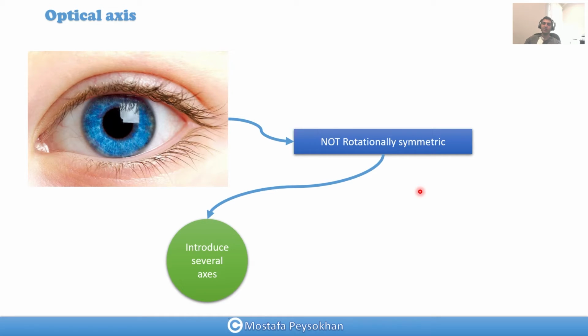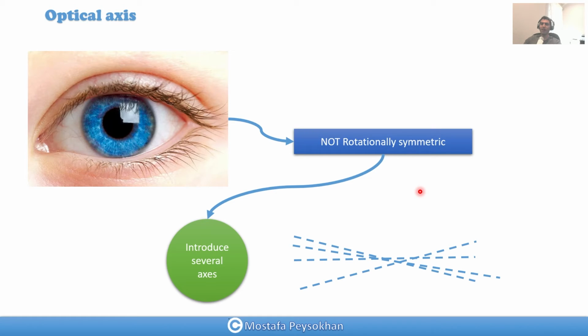Because it's not rotationally symmetric, we introduce several axes. It's not just one axis. So that's the reason that for the eye, the optical system is very complicated. We have a lot of different axes, whereas if it was completely circularly symmetric, we would only use one axis and call it the optical axis. But as I mentioned, it's not rotationally symmetric, so we have different axes.